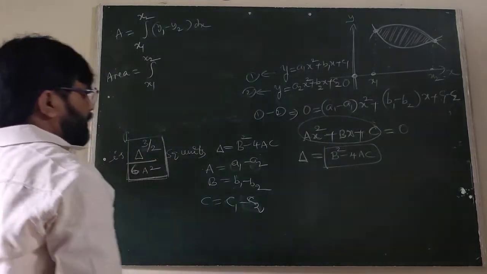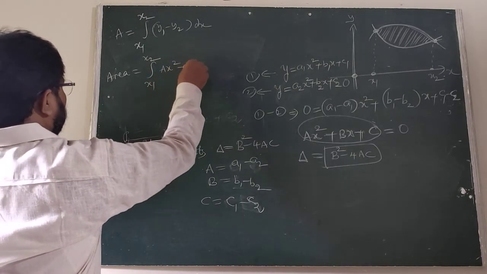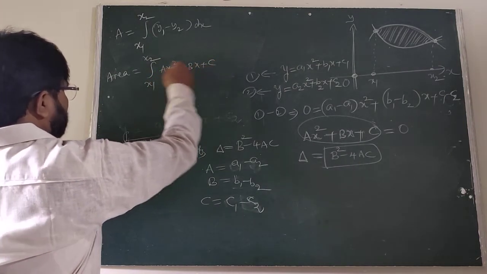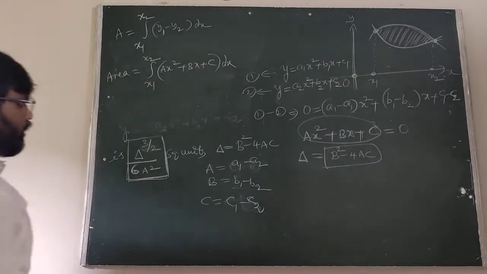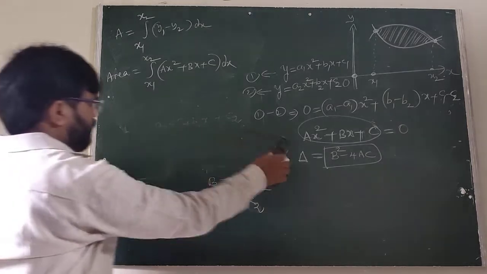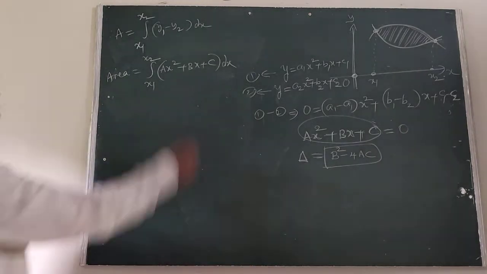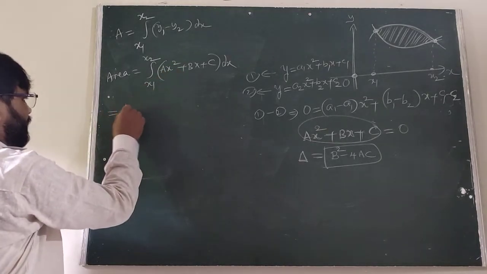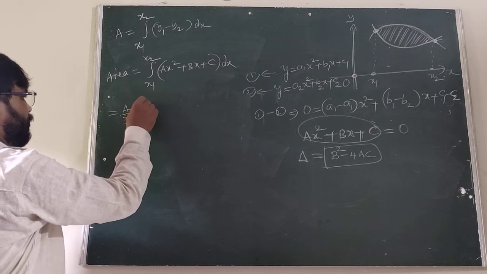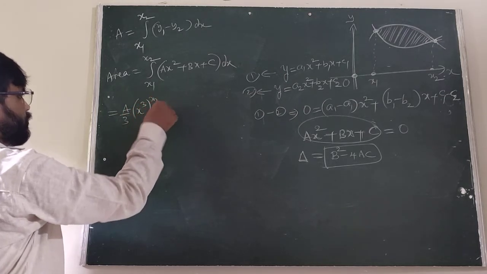This is y1 minus y2. That means the integral of (ax² + bx + c) dx. How to write this one? All of you listen here. Everybody knows that the integral of x² is x³/3. That is a/3 into x³, with limits x1 to x2.